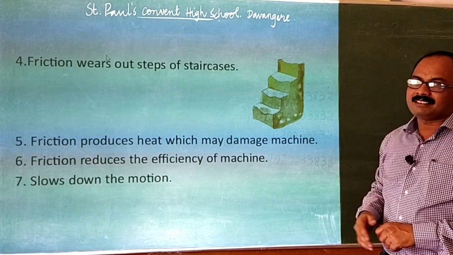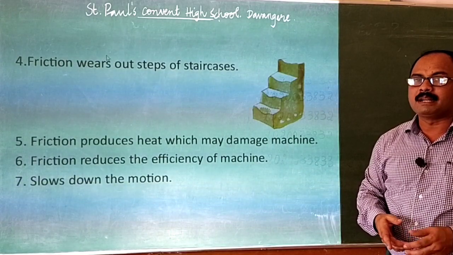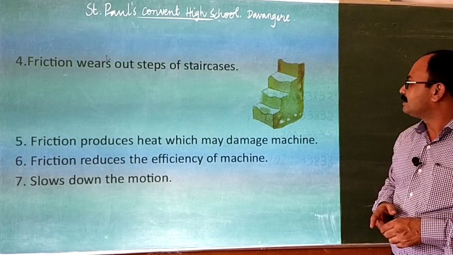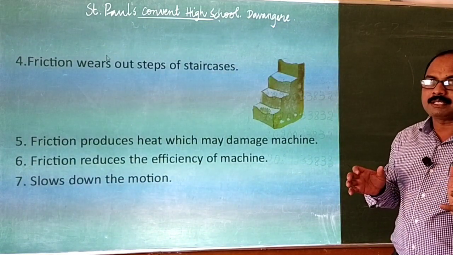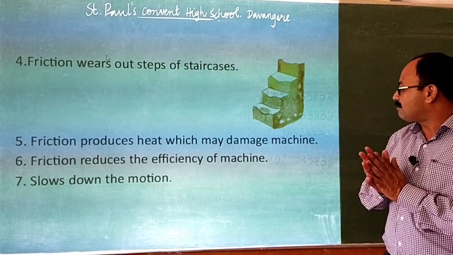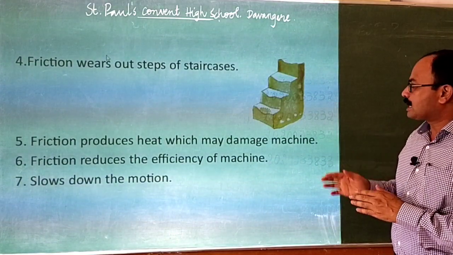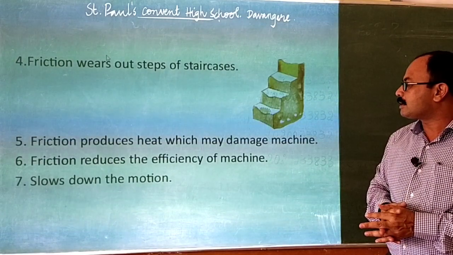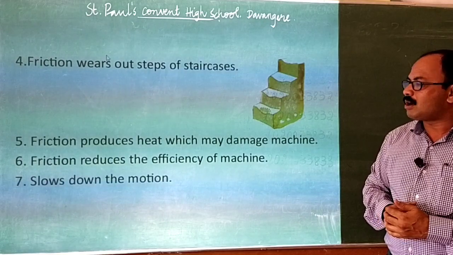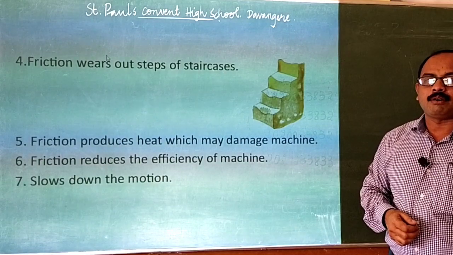This will happen about 50, 60, 70 years later, in an old building in which many students and people have walked on it. Therefore, look at the shape of the staircases, worn out. Friction produces heat which may damage machines. Even friction is produced when two palms are rubbed together. Sixth one, friction reduces the efficiency of the machine. The quality will slowly go down, and it slows down the motion. These are certain disadvantages of friction.